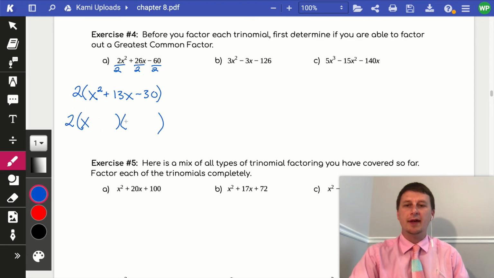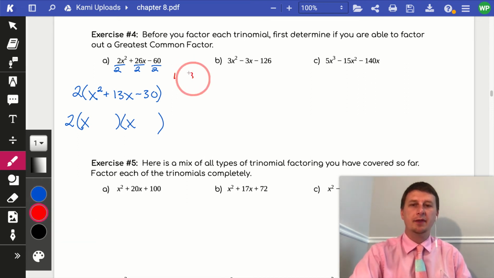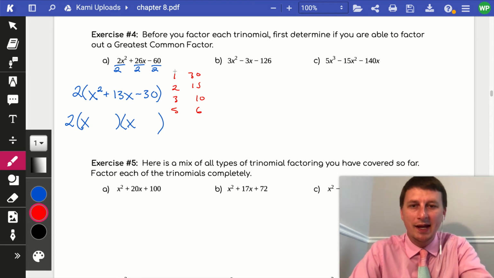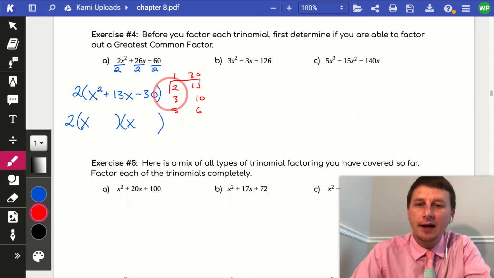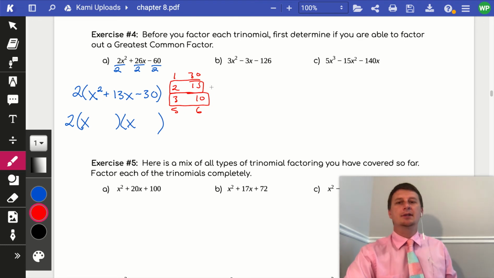I'm going to start off each with x because x times x will multiply to x squared. And I need to ask myself, are there two numbers that multiply to 30 and add or combine to 13? So I'm going to list out my factors of 30: 1 and 30, 2 and 15, 3 and 10, and 5 and 6. Now, of these, can any of these combine to 13? And I see two pairs that could combine to 13. Either 2 and 15, because 15 minus 2 is 13, or 10 and 3, because 10 plus 3 is 13.